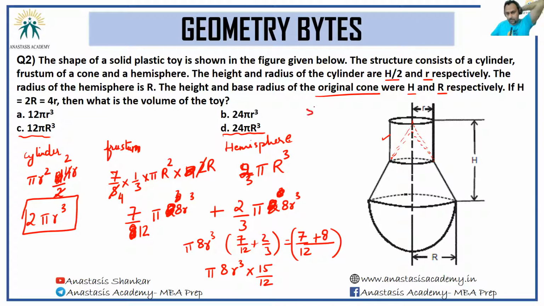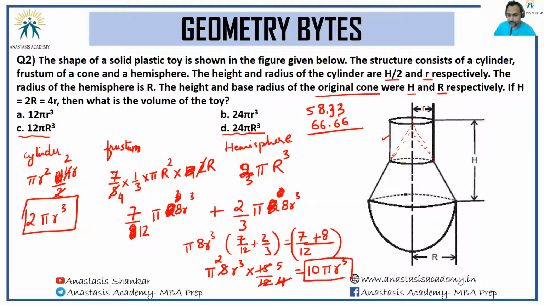7 by 12 is 58.33 and 2 by 3 is 66.66. Okay, wonderful. This indeed turned out to be 125. So fine. So this goes 5, this goes 4, this goes 2. So from here I get 10 pi r cube.